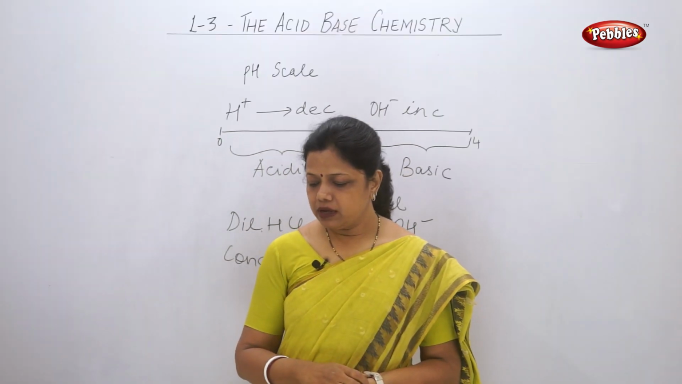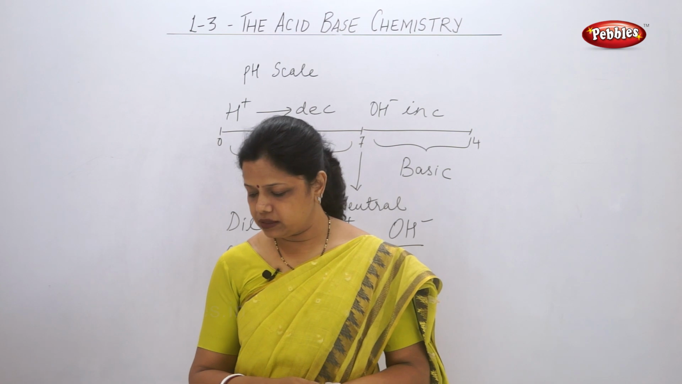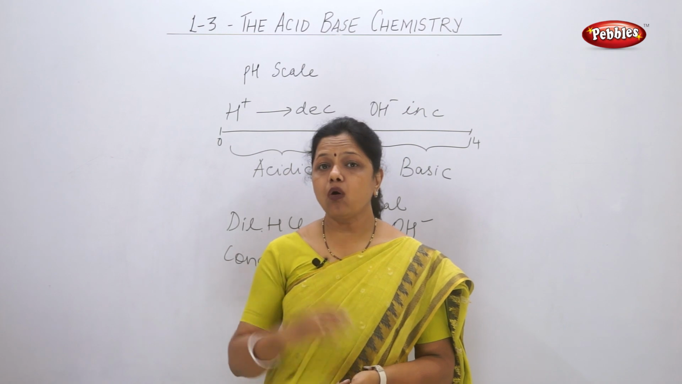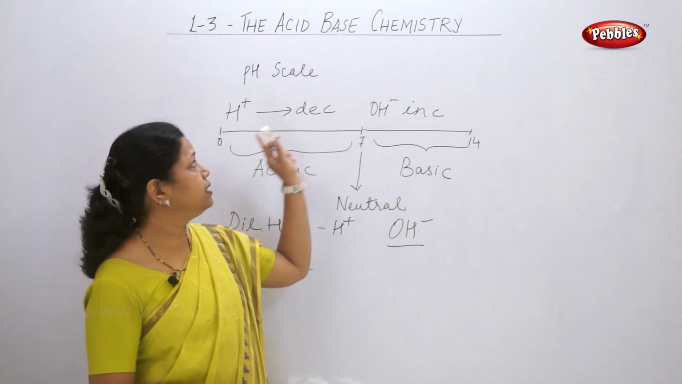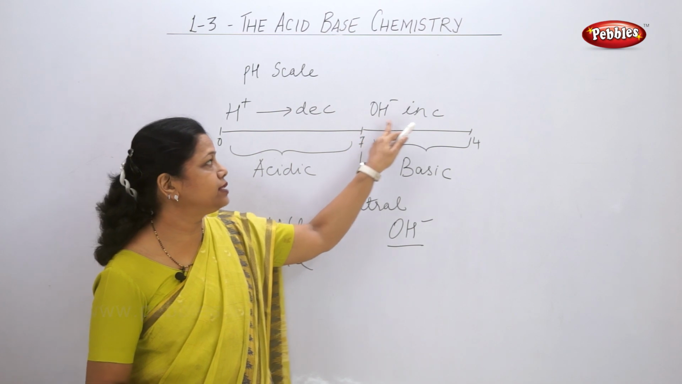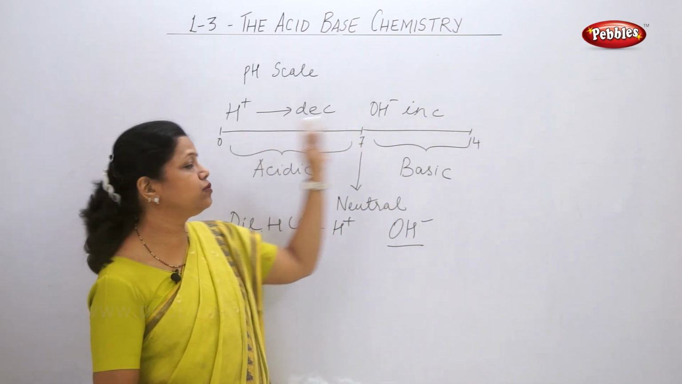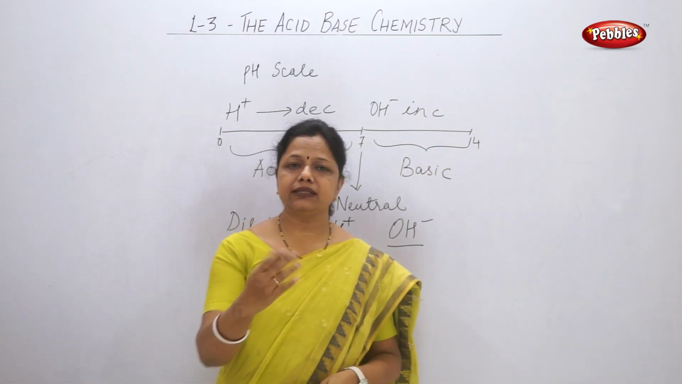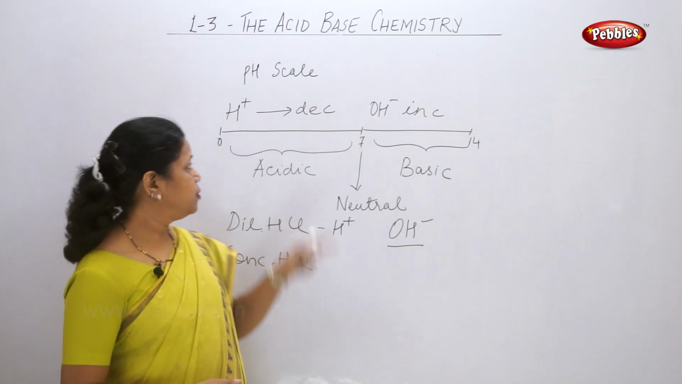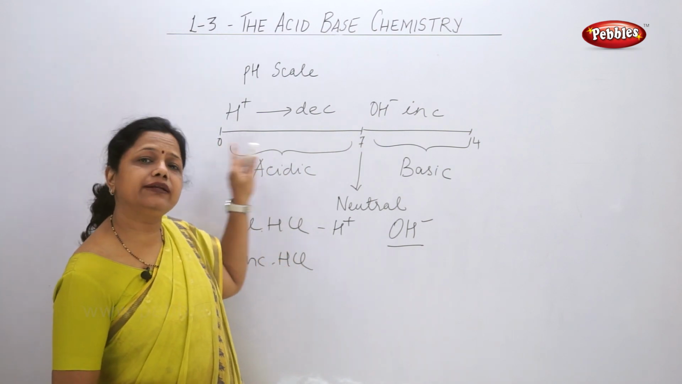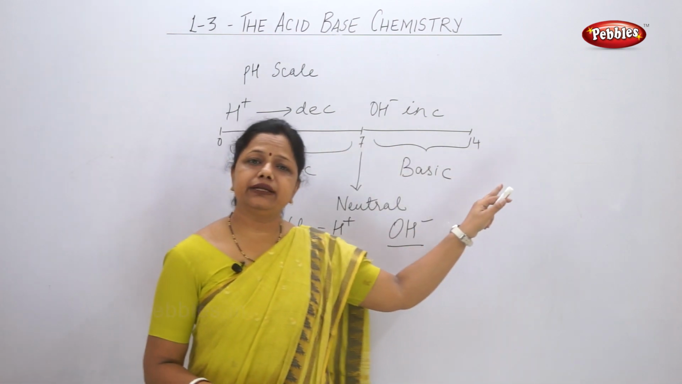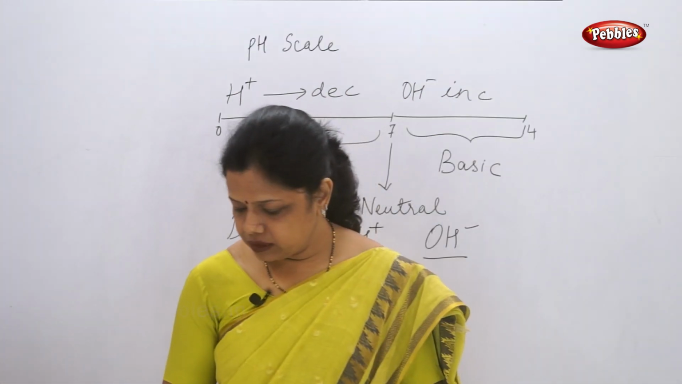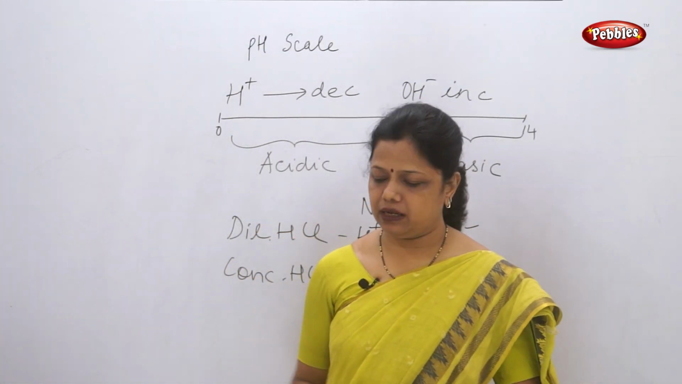Third question, if the concentration of OH ions is increased, what will happen to pH, will it increase or decrease? Now OH ions are increasing. You can see in the pH scale, I have written OH ion increases when you go from left to right. If OH ions are increasing, I can say pH is increasing, because the lower the pH, it is acidic. The higher the pH, it is basic. So it is increasing the pH value. These are the questions which are based on the pH scale.